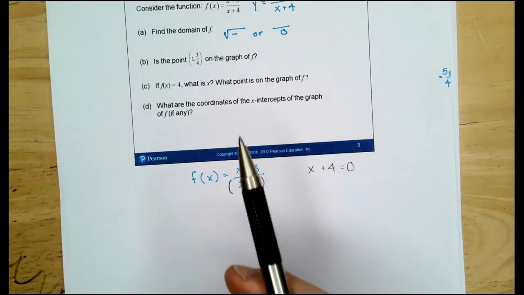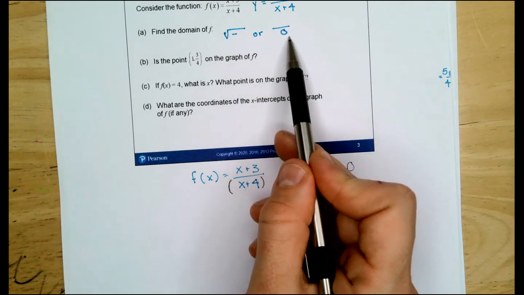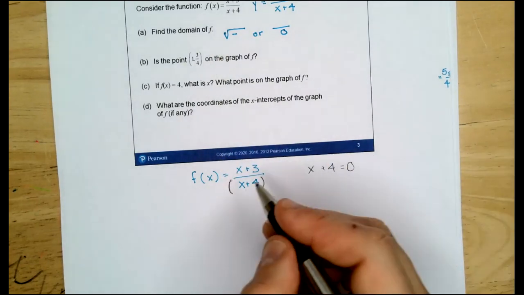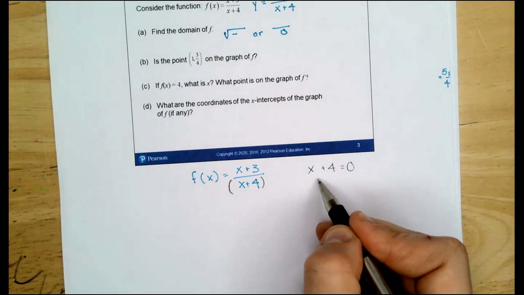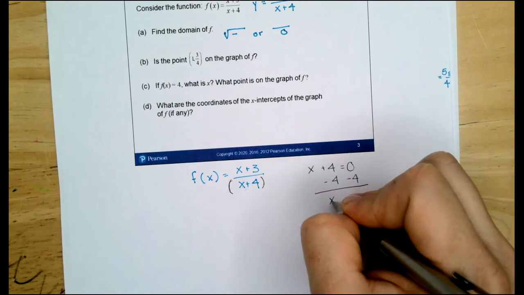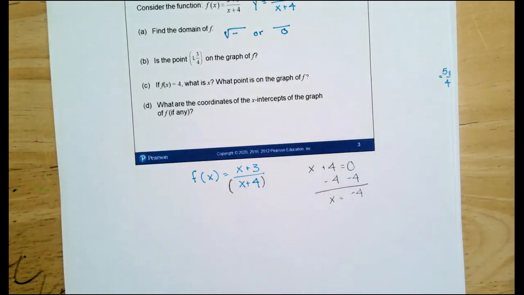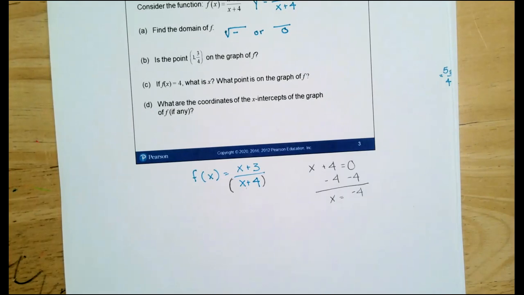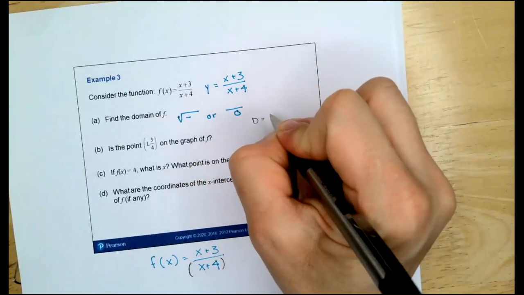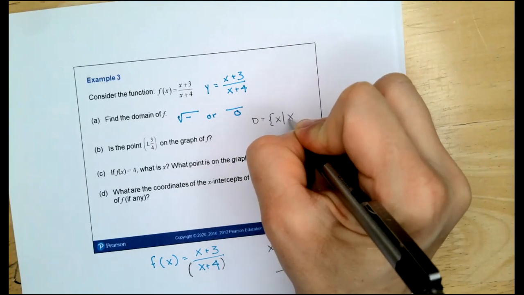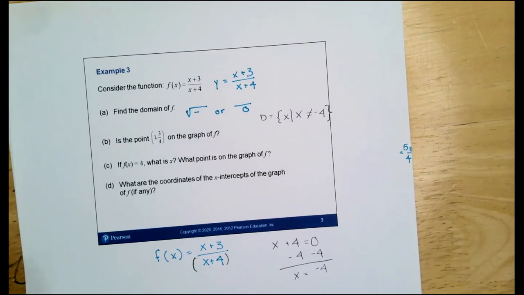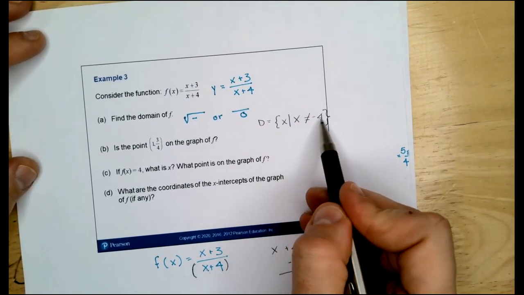If you don't have this potential problem, we just say the domain is all real numbers, okay? But because we have this, we're going to say the domain is all real numbers except when x equals -4. x cannot equal -4. I think the way they want you to write it is the domain is equal to x such that x cannot be -4. So that is the domain of this entire function. x cannot be -4, okay?